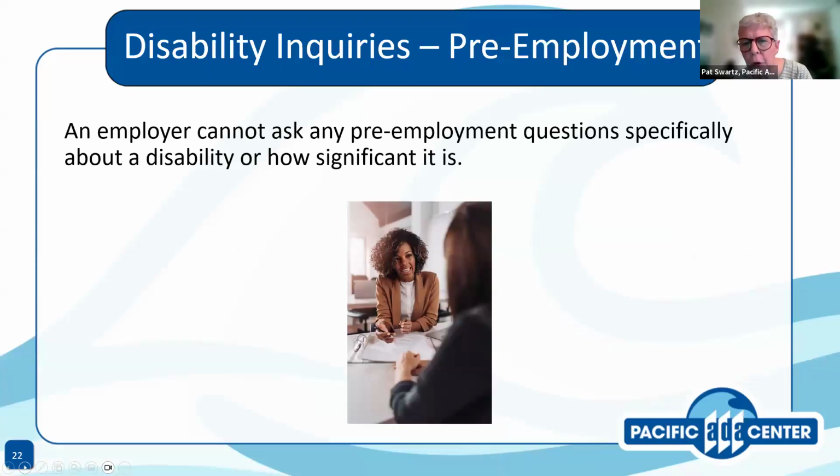So first, we're going to talk about pre-employment. An employer cannot ask any pre-employment questions specifically about a disability or how significant it is. And so that's important. Before employment, none of those questions can be asked.